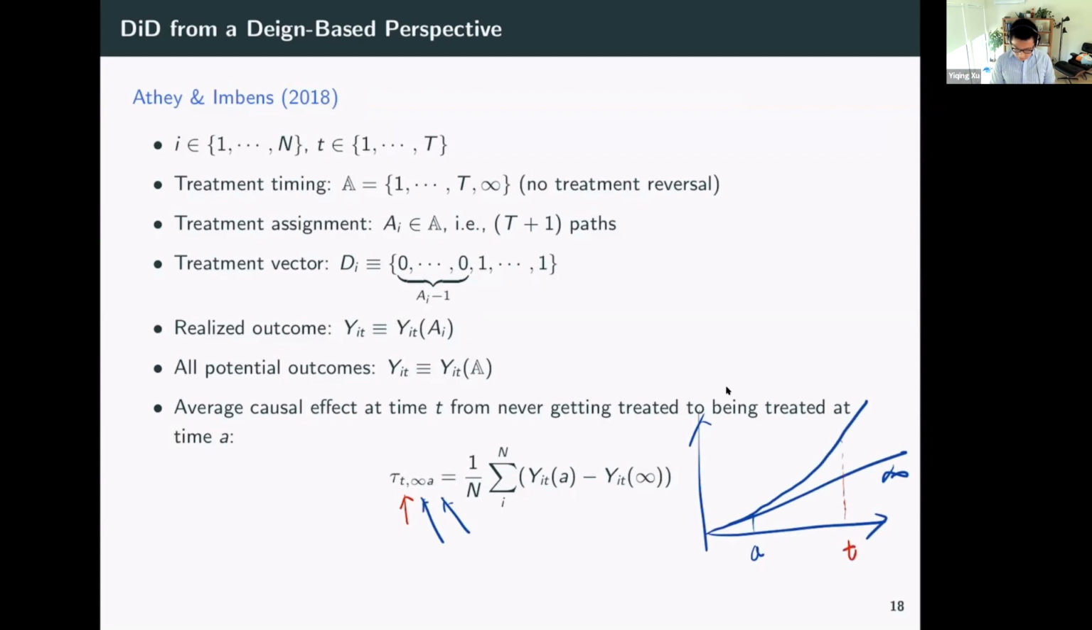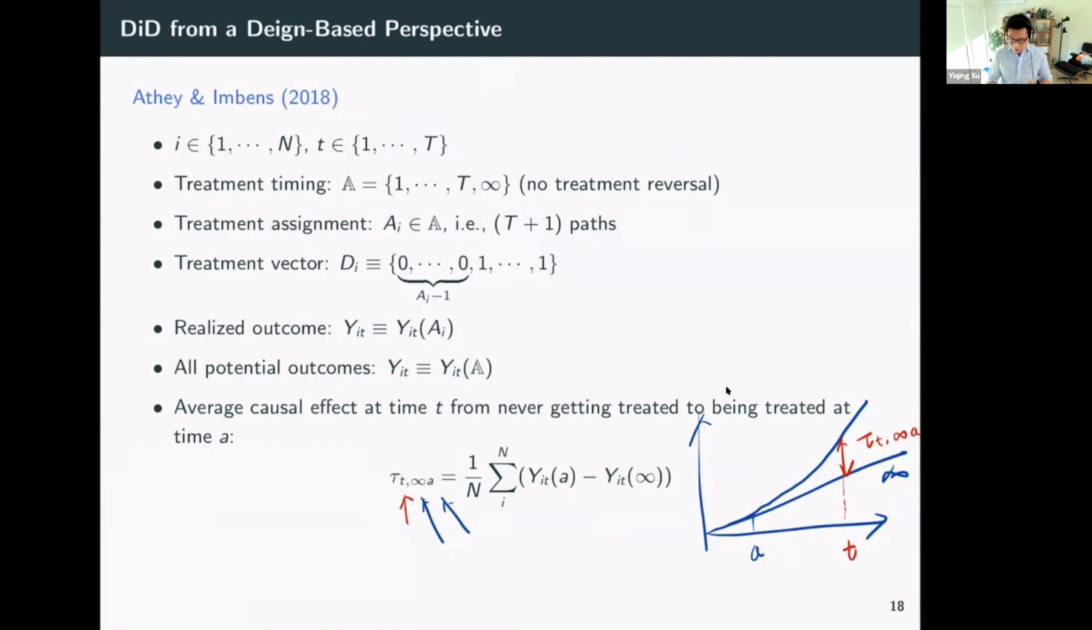This is time t. So this part is tau t infinity A. Is that clear? Okay. So we're comparing path with path. Of course, this is impossible, because I only get to observe one path for each unit. So I have to rely on some statistical solution, some assumptions, identification assumptions kick in, such that we can use each other's information to serve as one another's counterfactual path.